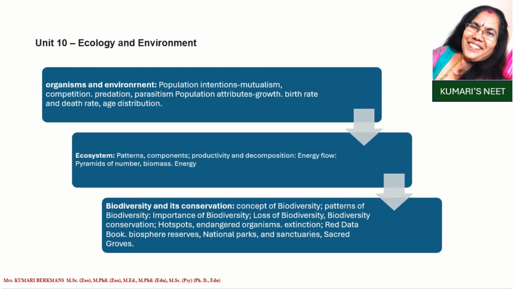Next, if you see unit 10, ecology and environment: organism and environment, population interactions, mutualism, competition, predation, parasitism, population attributes, growth, birth rate and death rate, age distribution. In ecosystem, if you see patterns, components, productivity and decomposition, energy flow, pyramids of number, biomass, energy.